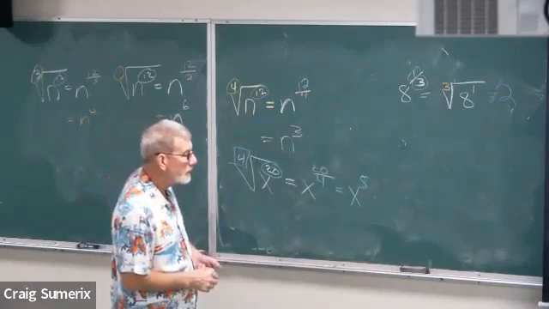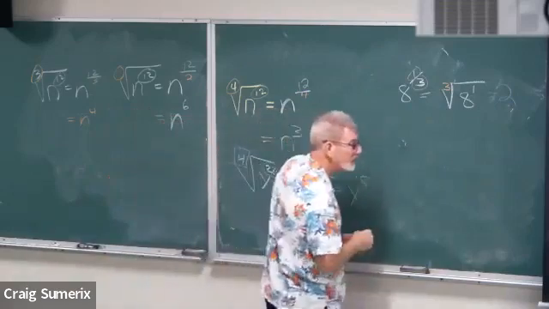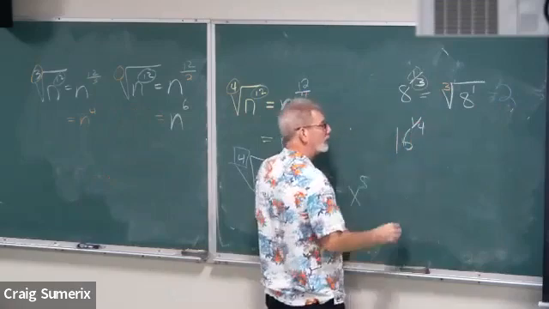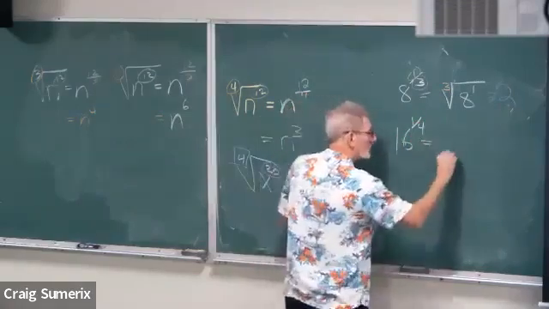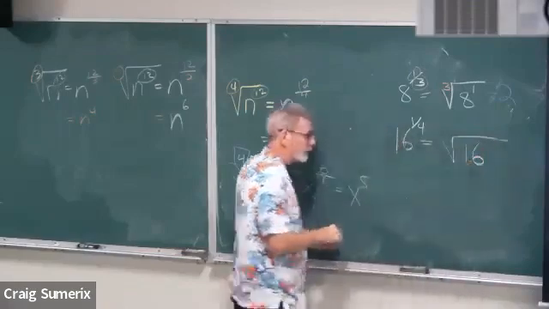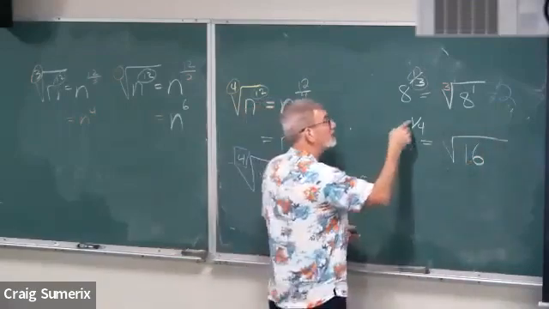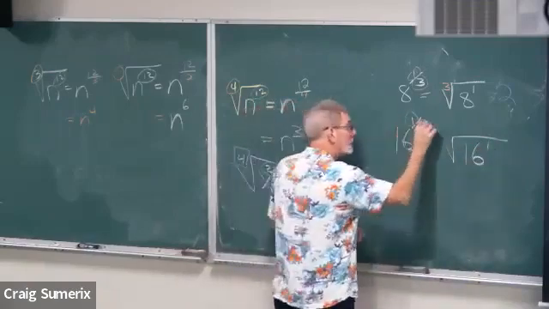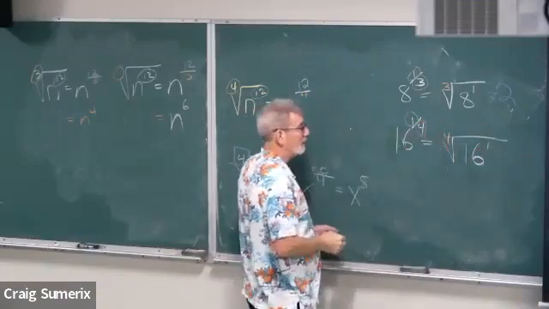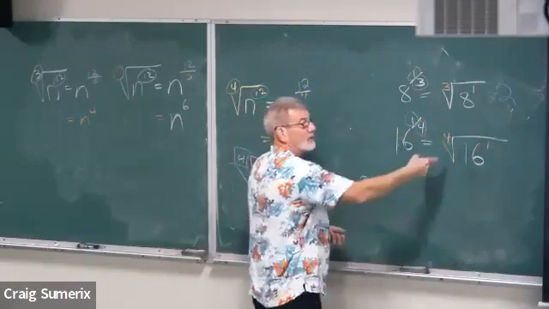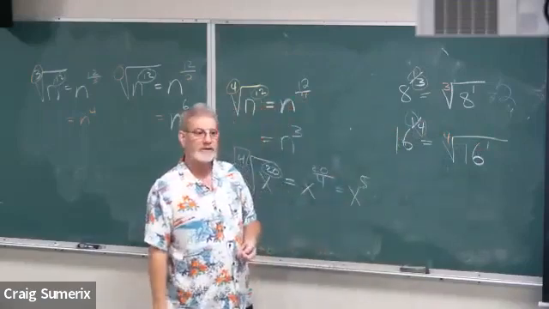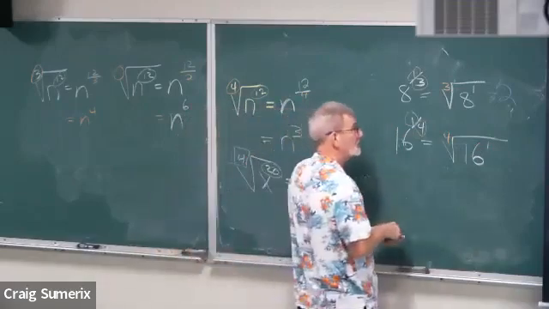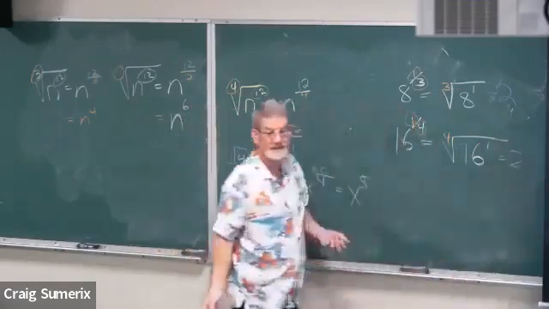Pick another one there. How about 75? The 16 to the 1/4 power. Let's rewrite it back as a radical. The top number goes inside. Bottom number outside. 16 to the 1/4 power is the same thing as the fourth root of 16, which happens to be 2 again. We pick small numbers.